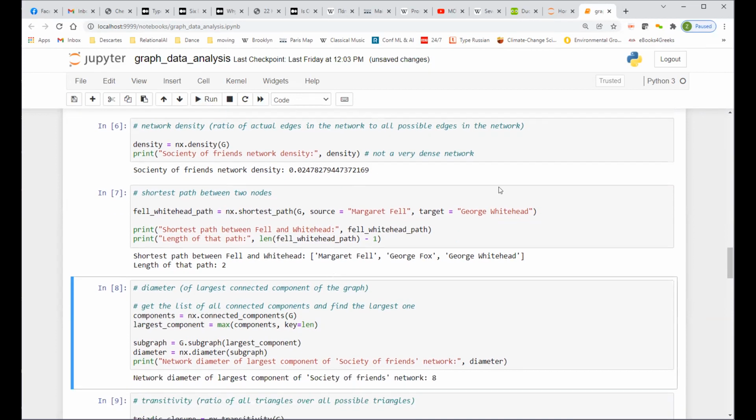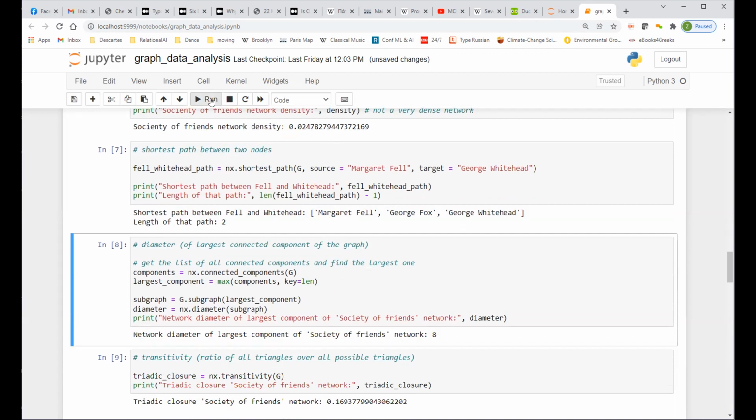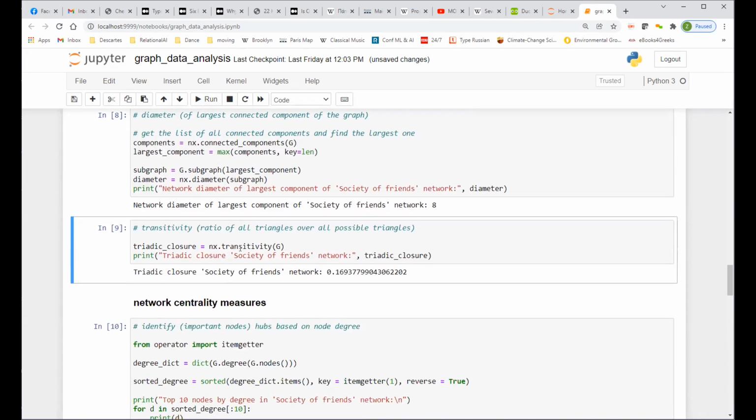I use here two specific nodes. The shortest path is 2. That means that there are three people in the path, one person between those two people. We can compute connected components and the diameter of the largest connected component, and the diameter here is the size of the longest shortest path. And we can also compute the transitivity ratio, which is the ratio of all triangles over all possible triangles. And these are measurements of connectedness in the graph.